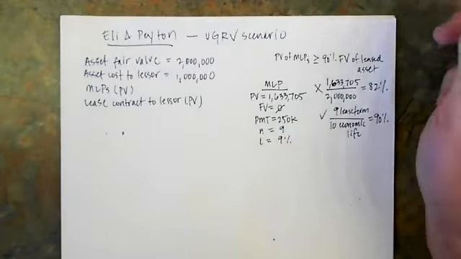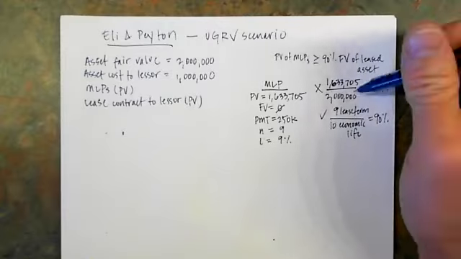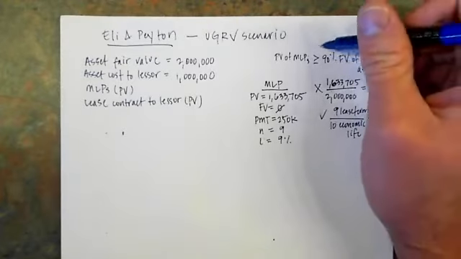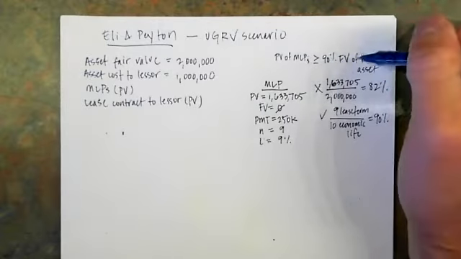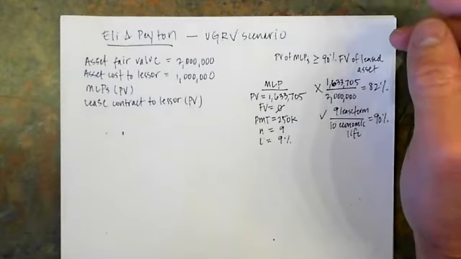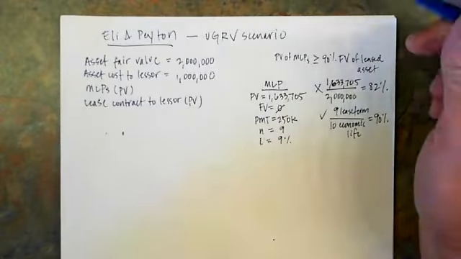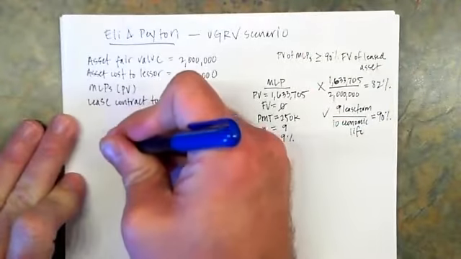And it's going to be very important that you're able to test all of those conditions, that you understand what you're applying here with this present value of MLPs and the 90% of the fair value of the leased asset rule. Okay, so make sure you understand that. So let's go ahead and start to record this for Eli. He's the lessee.